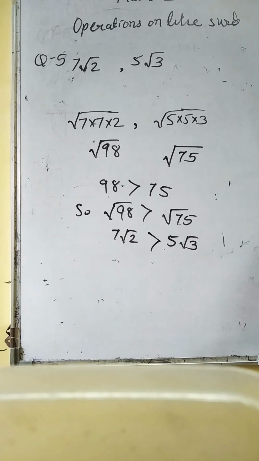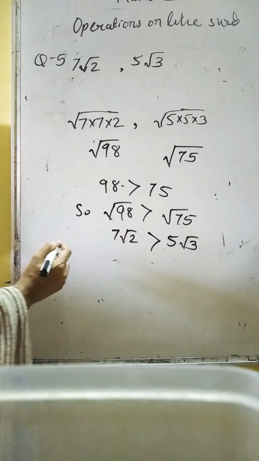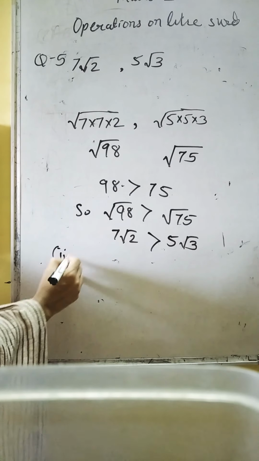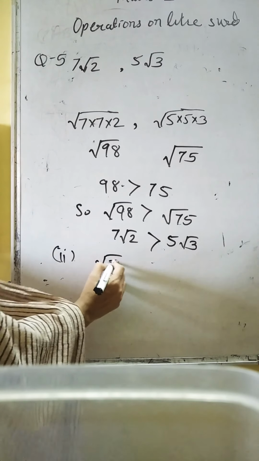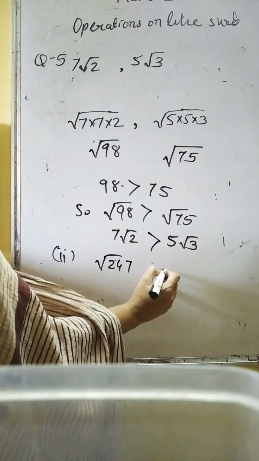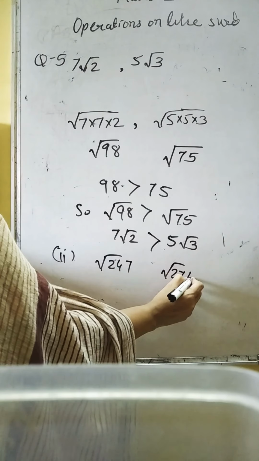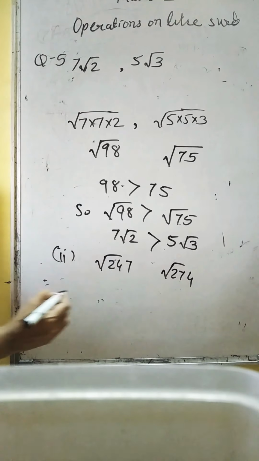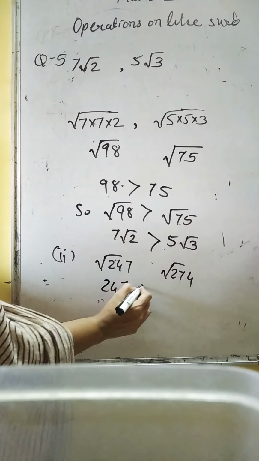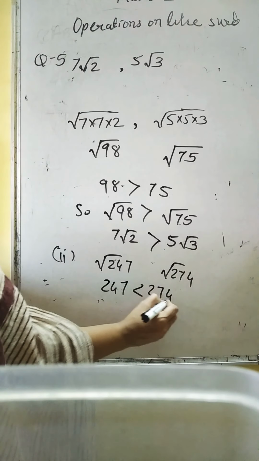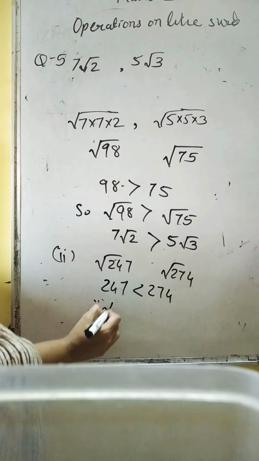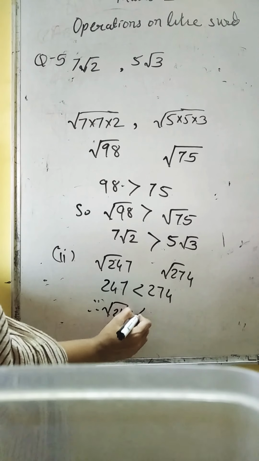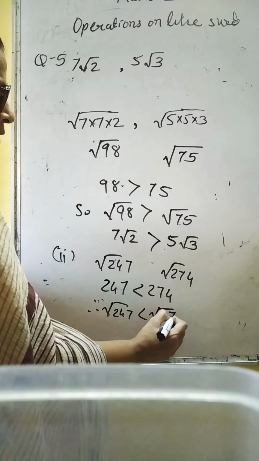अभी सेकेंड सम है ना, एकदम इजी हो जाएगा. देखो इसके ऊपर से सेकेंड सम देखो, वेरी इजी. Square root of 247 and square root of 274. What argument we will say? 247 is smaller than 274 and therefore square root of 247 is less than square root of 274.